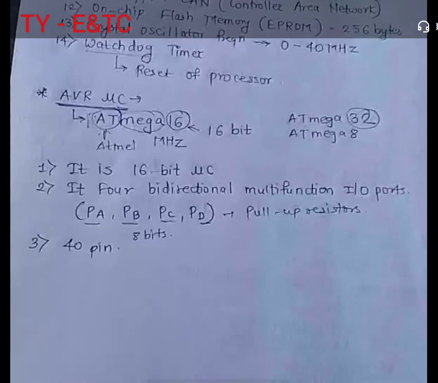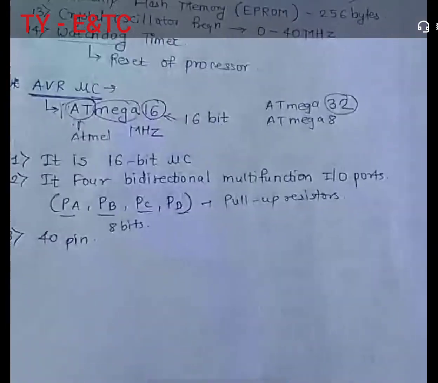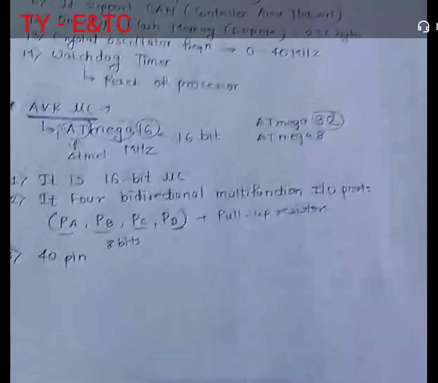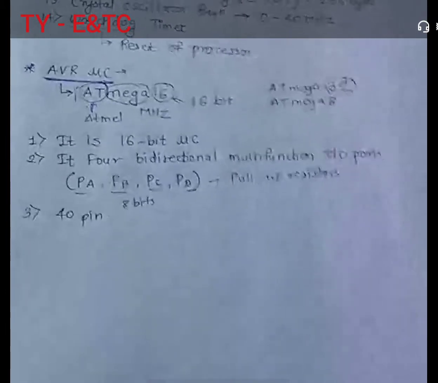But in all the 4 ports, only 1 port is having the pull-up resistors. Remaining 3 are not having. Pull-up resistors are just used for limiting the current consumption inside the microcontroller.